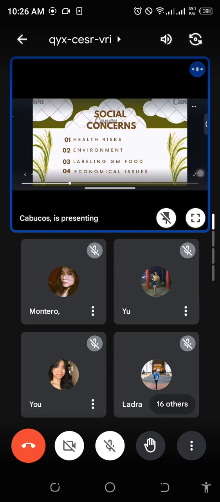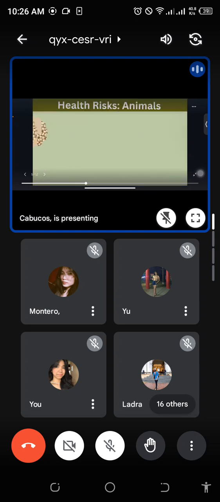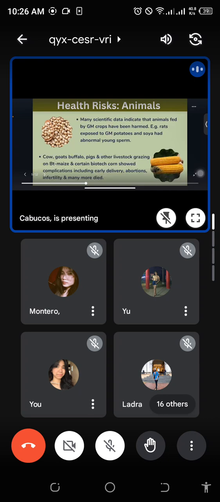So now let's move on to social concerns. Number one, we have health risks. Number two, environment. Number three, labeling GM food. Number four, economic issues. But let's first start with health risks. Health risks involve animals. So number one bullet: many scientific data indicate that animals fed GM crops have been harmed. Rats exposed to GM potatoes and soya had abnormal young sperm.